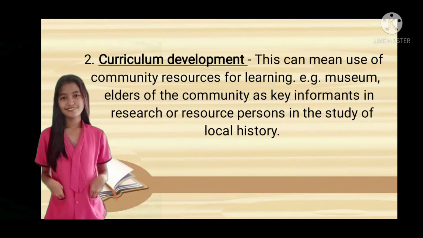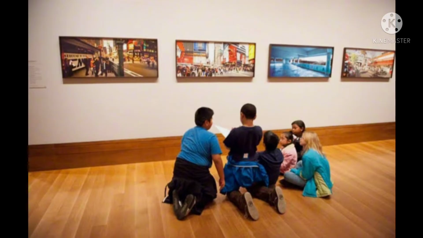The second one is curriculum development. This means the use of community resources for learning. Knowledge doesn't only exist in school, but it can also be taken everywhere, like in the community resources. Like for example, a museum. Imagine the interaction that occurs as a small group of students experiments with an interactive museum exhibit. They talk about what they see and what they know, relating what they are doing in the museum to what they have learned in and out of the class.